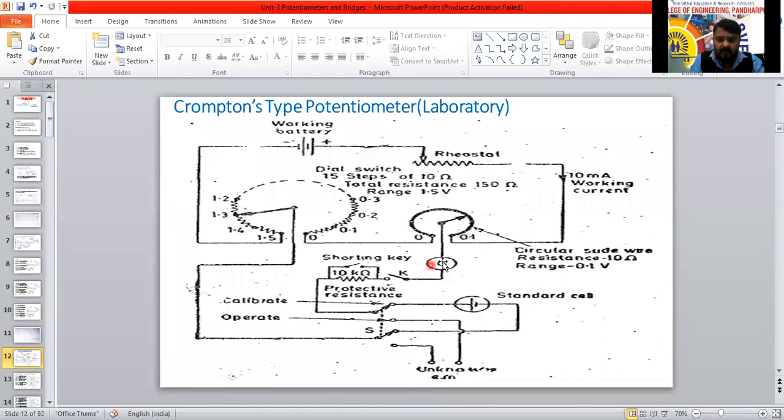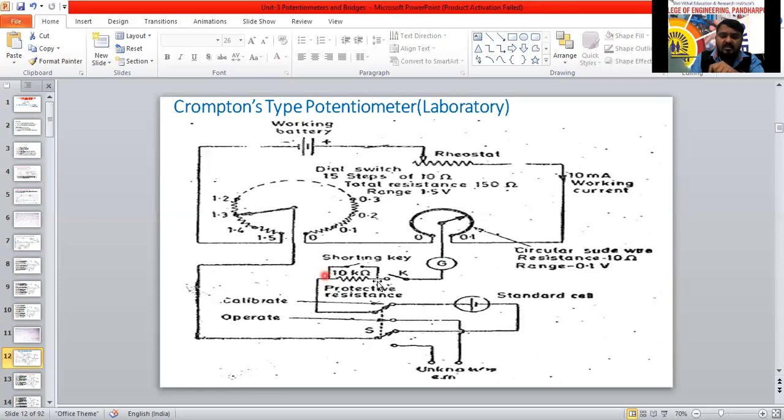Next, the galvanometer is connected to the slide wire here, and we have used one protective resistance at the start. High current could flow through the galvanometer, so to avoid damage to the galvanometer, we have used a very large resistance. 10 kilo ohm is connected in series with the galvanometer. Once the galvanometer is switched on and a small value is detected, we can bypass this.